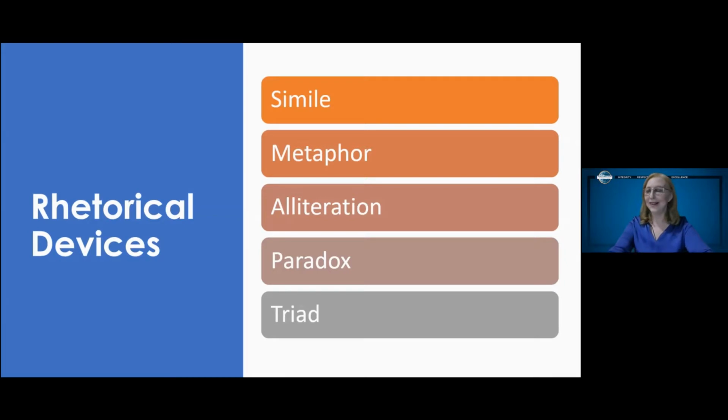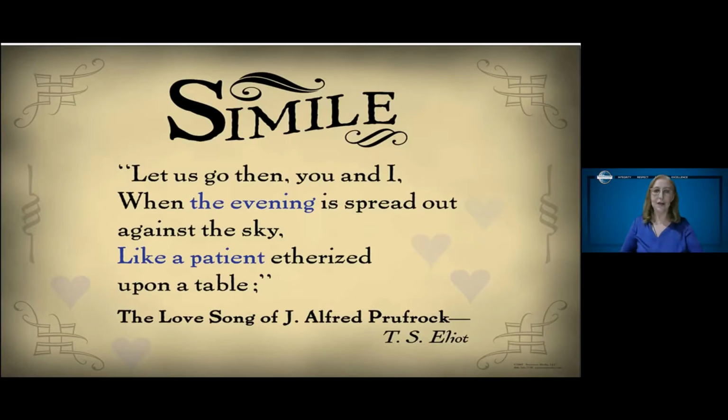Some of my favorites. The simile. A simile is where we compare two very different things, like the evening and a patient who is lying on a table under anesthetic. Now, these two things are completely different, but when you look at how T.S. Eliot draws them in to a simile, let us go then, you and I, when the evening is spread out against the sky, like a patient etherized upon a table.